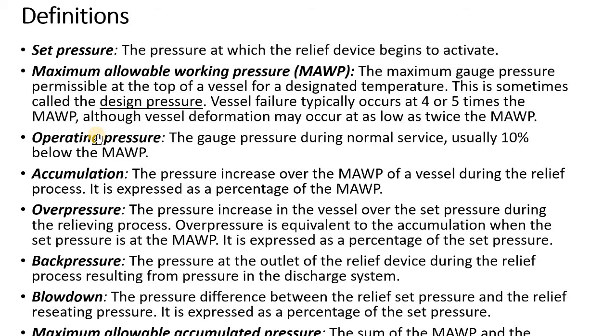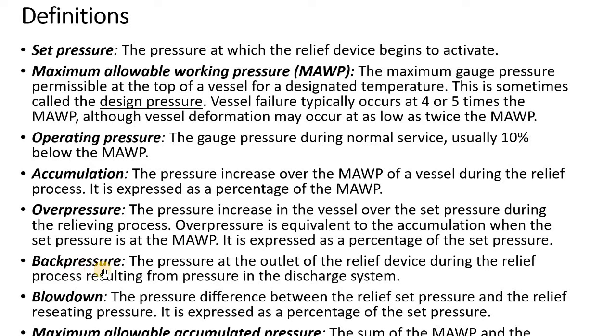Operating pressure is the pressure at which I'm operating my system, usually the gauge pressure during normal service, usually 10% below the maximum allowable pressure. Of course, you will always operate under the maximum. Accumulation, we already said, is the pressure over the maximum allowable pressure, and the overpressure is the pressure over the set pressure.